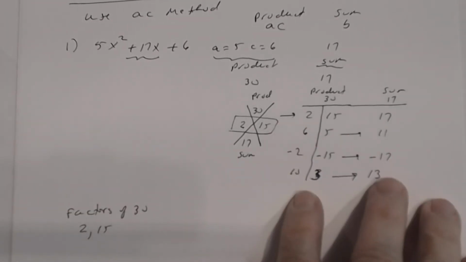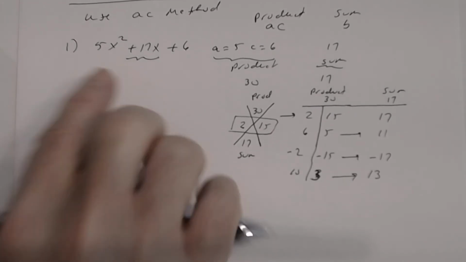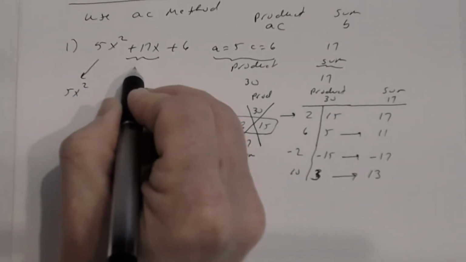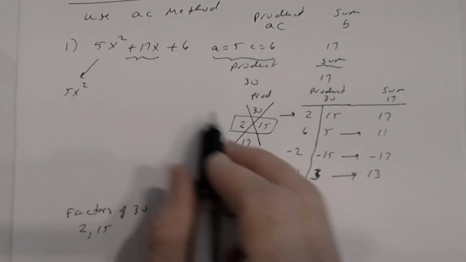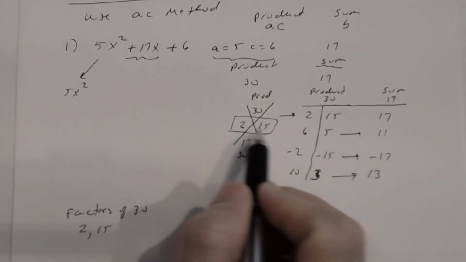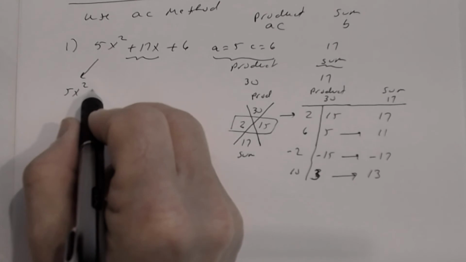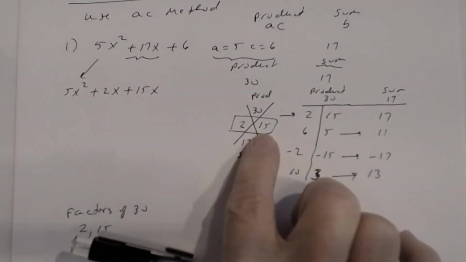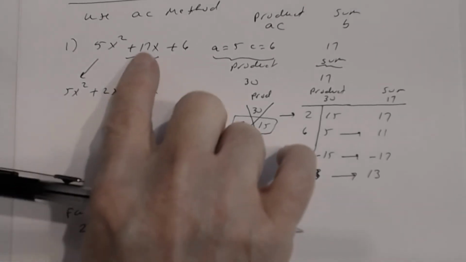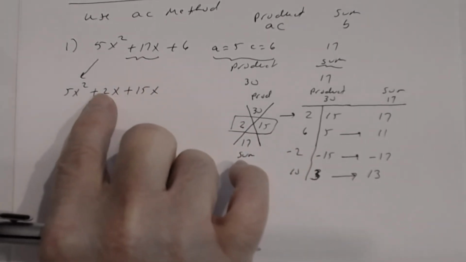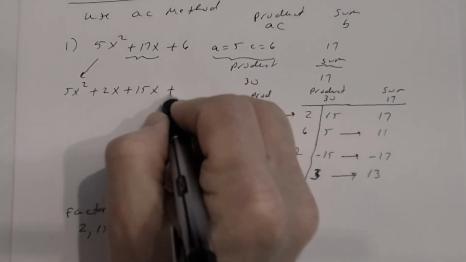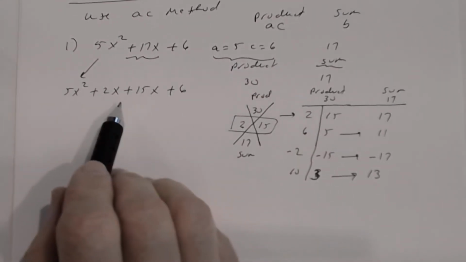This is the hard part. Okay, so I'm going to get 5x squared. You're going to rewrite this using two terms, using those two numbers. So you're going to say plus 2x plus 15x. See where I got that from? And then notice, always make sure, always double check, is 2x and 15x 17x? Yes. And then plus 6.